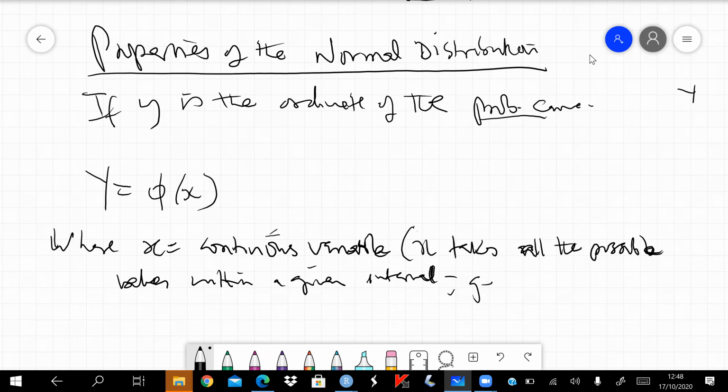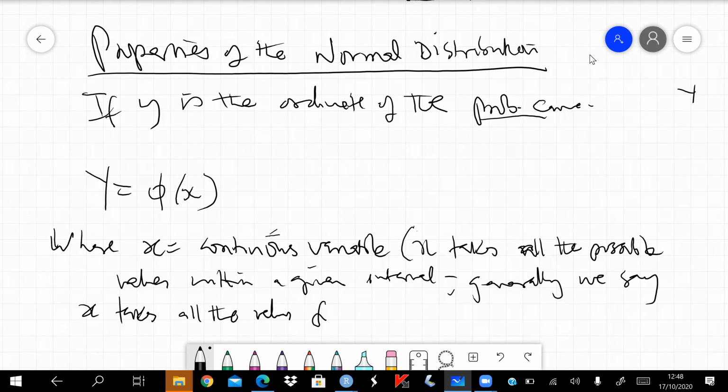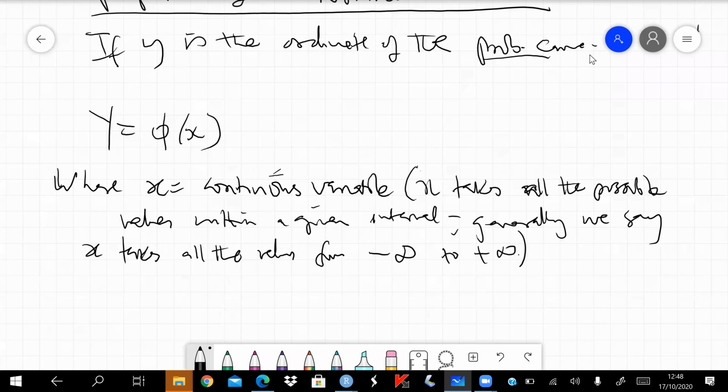And generally we say x takes all the values from -infinity to +infinity. So we say that x takes all the values. It can take any value from -infinity to +infinity. And this is what makes the distribution a continuous variable, I mean a continuous distribution, because it takes all the values within that interval.